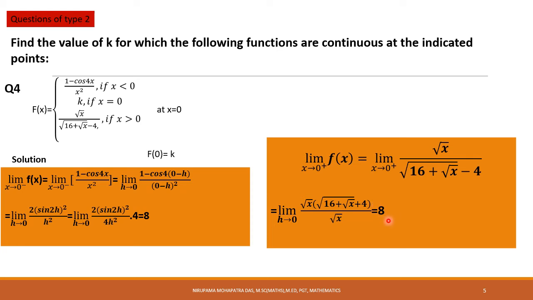So right limit is 8, left limit is also 8, f(0) equal to k. And as we are already given, f(x) is continuous at x equal to 0. It means limiting value equals functional value. So limit x approaches 0 f(x), that is equal to 8, that is equal to f(0). But f(0) is k. It means k equals 8. Hence, for k equal to 8, the given function is continuous at x equal to 0.